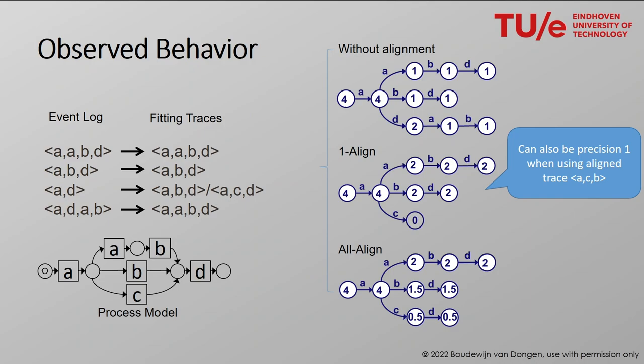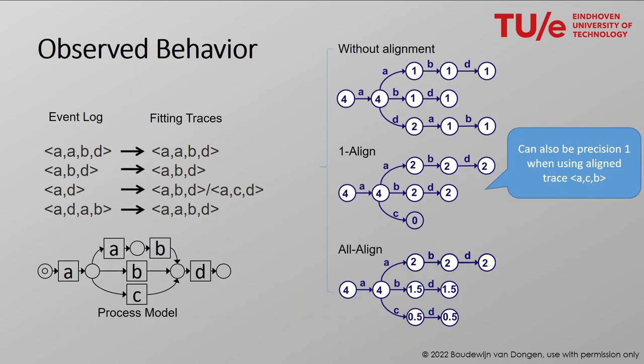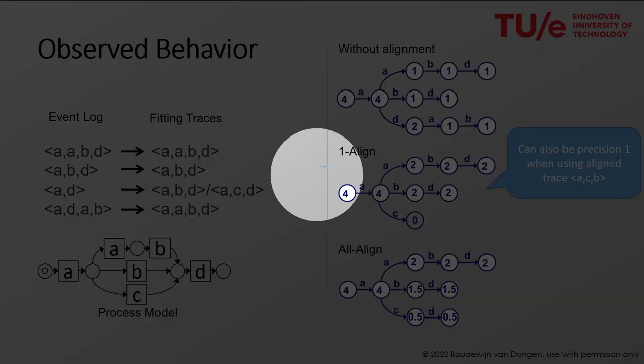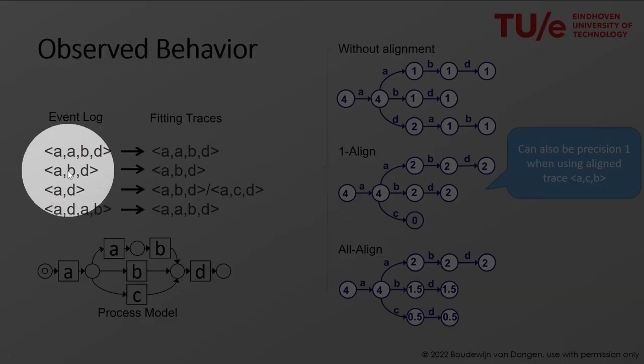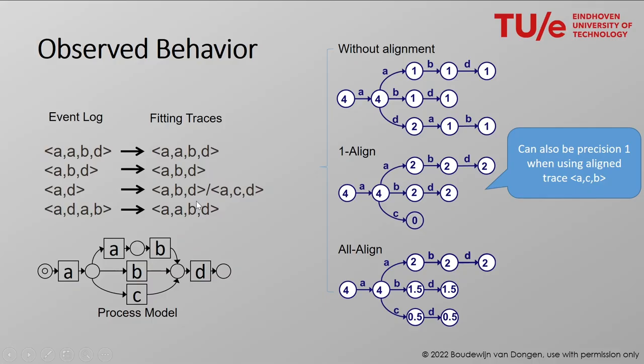You can also do this on models that are not fitting, because the biggest problem here is you're comparing observed with model behavior, but you can only compare this properly if at least one of these two is a subset of the other. So what you could do is to use alignments. Let's look at this example. We have a couple of traces, a process model, and fitting traces, meaning alignments were made for these observed sequences, and then you take the top part of the alignment, which is the correct firing sequence, and you use that to build this escaping edge abstraction.